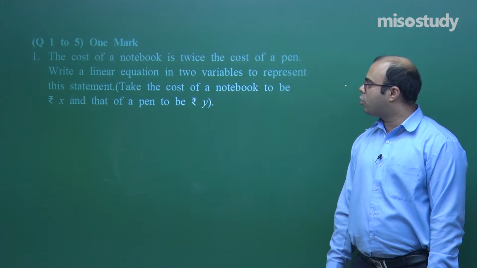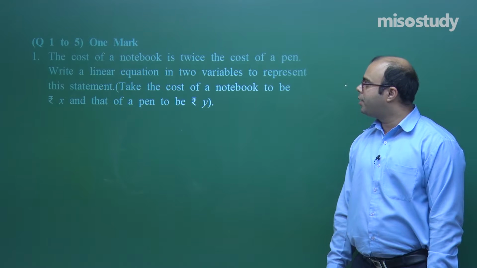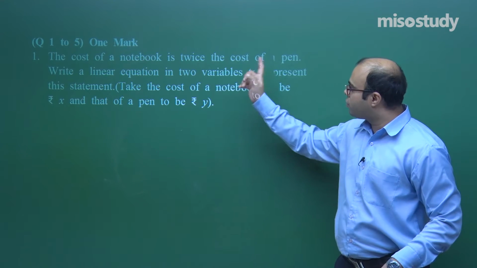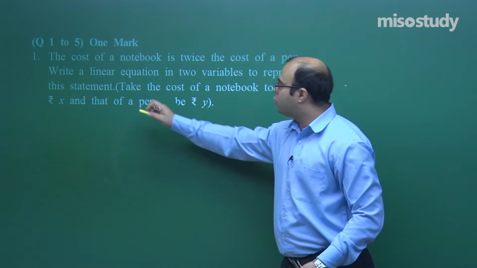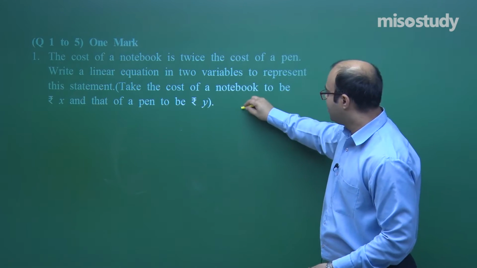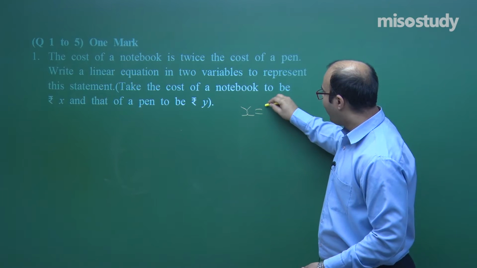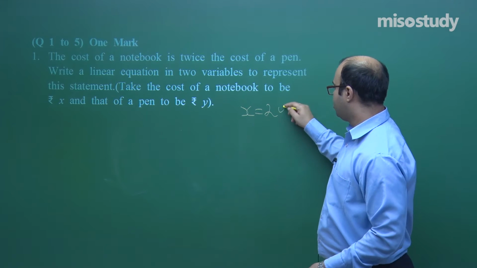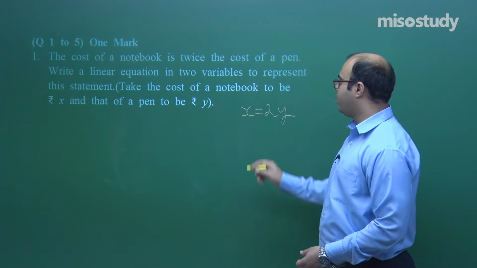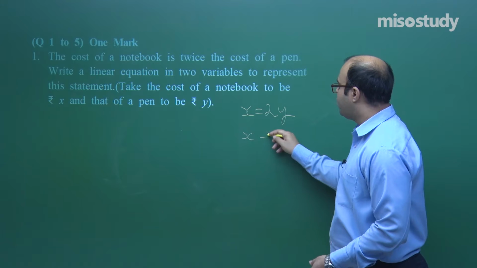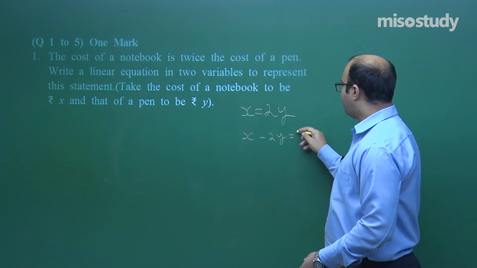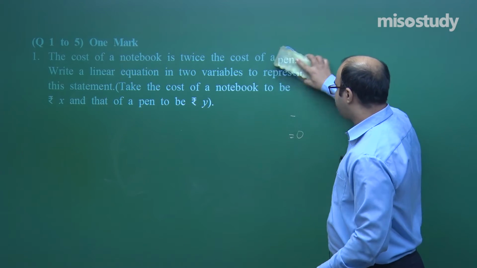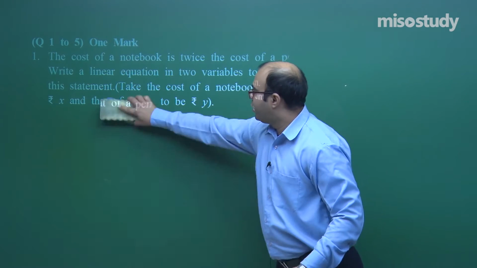They are saying take the cost of a notebook to be x and that of a pen to be y. So if they are saying that the cost of a notebook is twice the cost of a pen, that means the notebook, whose cost is x, is equal to twice the price of the pen. Pen cost is y. So x is equal to 2y is the linear equation. We can arrange it like this also, x minus 2y is equal to 0, students. Okay. So this was a simple mathematical expression for that given word problem.